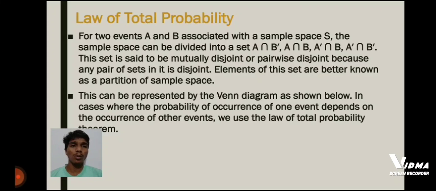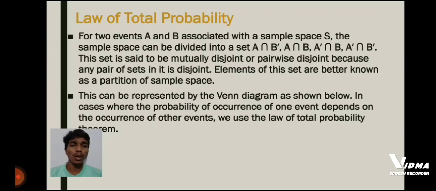The law of total probability theorem: for two events A and B associated with the sample space S, the sample space can be divided into the sets A intersection B bar, A intersection B, A bar intersection B, and A bar intersection B bar. These sets are said to be mutually disjoint or pairwise disjoint, because any pair of sets is disjoint. The elements of this set are better known as a partition of the sample space. This can be represented by the Venn diagram shown below.